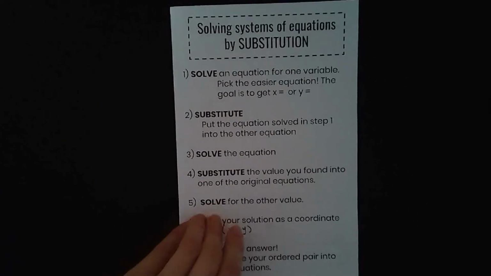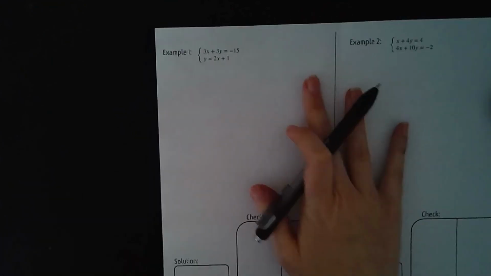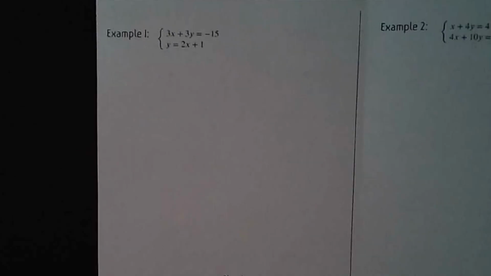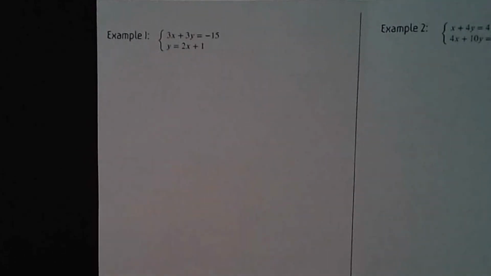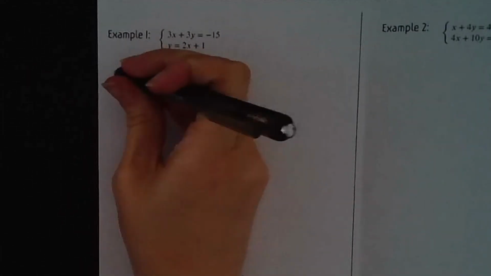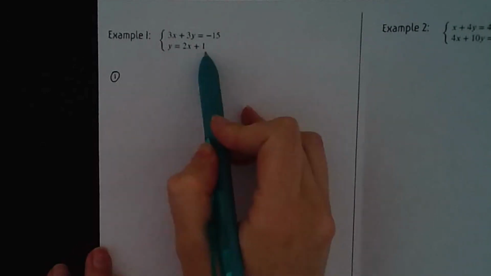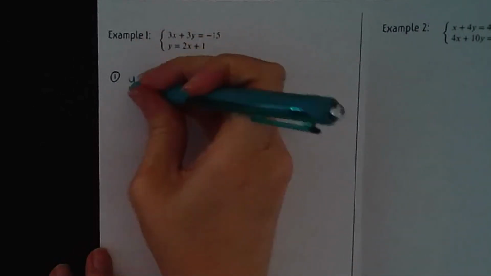So our first example in here has the equation 3x plus 3y equals negative 15 and y equals 2x plus 1. So step one said that we needed to solve an equation for one variable. We need an equation that says x equals or y equals. And we've got that. We have an equation that says y equals 2x plus 1.